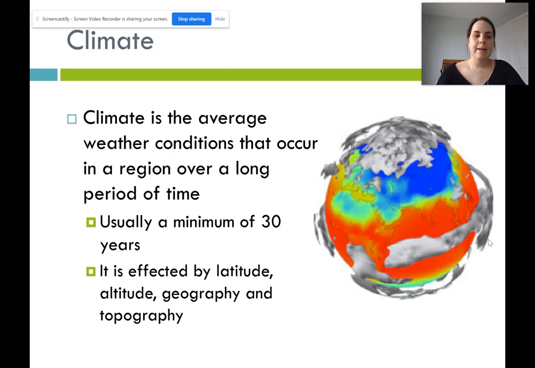Okay, this can be affected by a lot of things like the latitude, where you are on the planet, altitude, how high you are, the geography and the topography, and we're going to explore in just a few minutes some of the things that can impact climate in just a few slides.